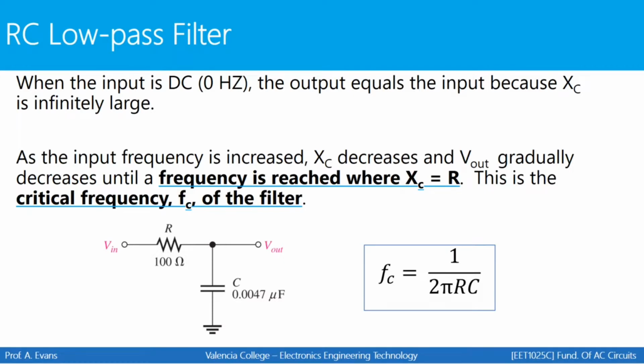And here's our formula for calculating FC. FC is 1 divided by 2 pi RC. That's your critical frequency for your filter. And that's the frequency you'll use to determine your passband. And your passband is basically going to be that limit between the frequencies that pass through the filter and the frequencies that are considered to be rejected.